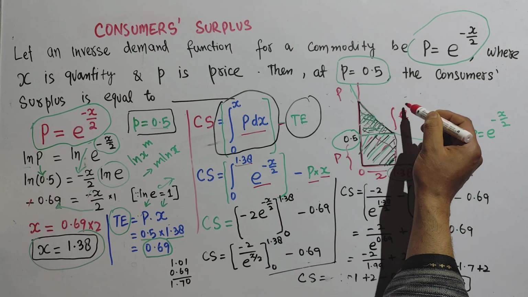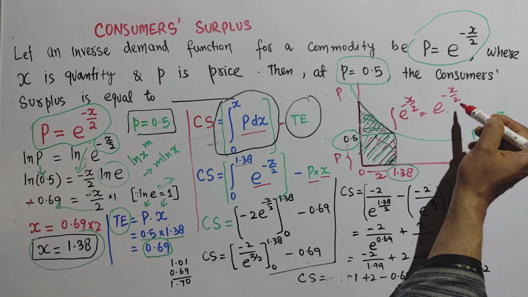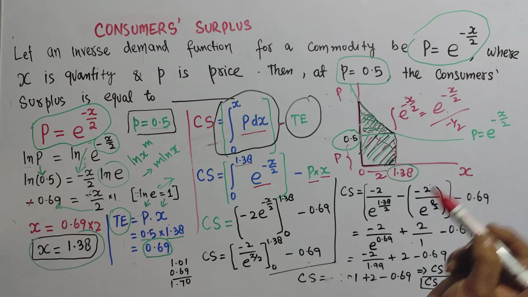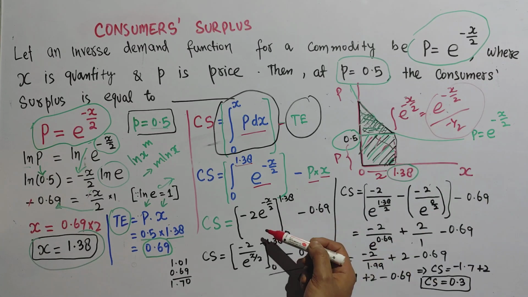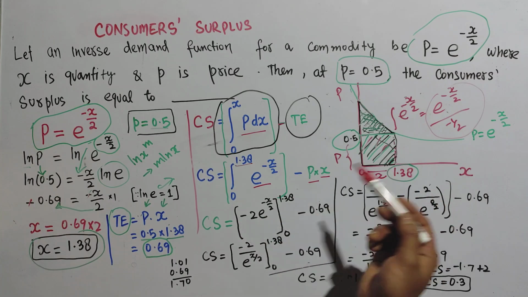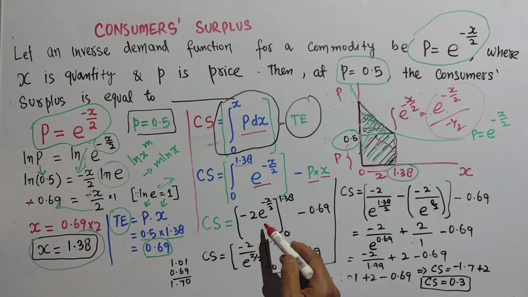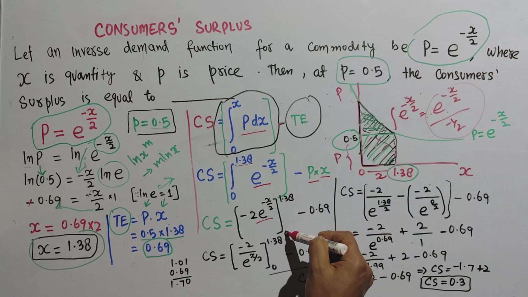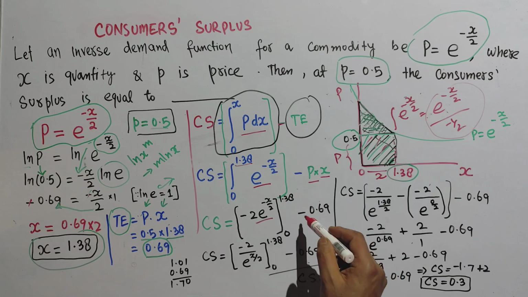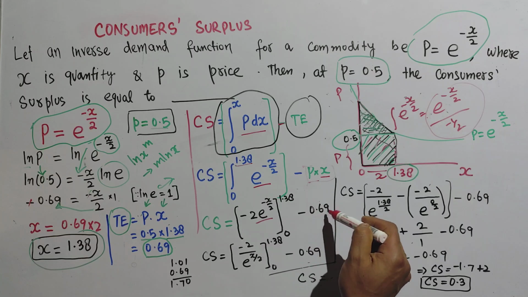The integral of e raised to the power minus x upon 2 comes out to be e raised to the power minus x upon 2 divided by minus 1 upon 2. From the rules of integration you can check it out also. So I have rewritten this in this fashion. I transpose this 2 here and this minus also here, it becomes minus 2. Then we have e raised to the power minus x upon 2, and we evaluate it from lower limit to upper limit, and then we subtract the total expenditure, price into quantity demanded, which is equal to 0.69.